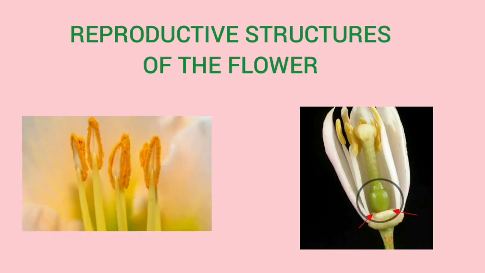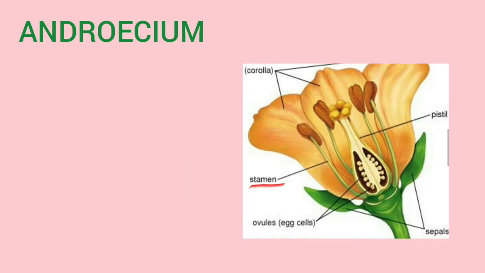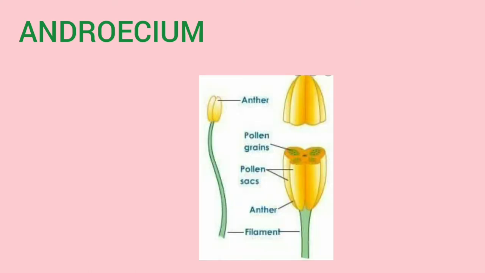Coming to the reproductive structure of the flower, we have androecium and gynoecium. Let us understand androecium. It is the male reproductive part of a flower. It has stamens and it is the third whorl. Each stamen comprises two parts, the anther and the filament. Anther is the tip. It is supported by the filament.